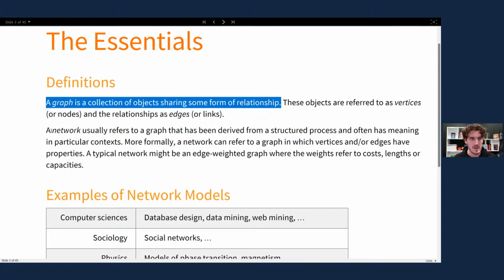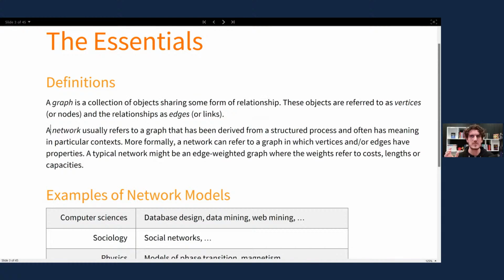Okay? Then we take a graph as this abstract concept, and by calling it a network, we're injecting some meaning into it, where a network is a graph that has been derived from a structured process and often has meaning in particular contexts. A network can refer to a graph in which vertices and or edges have properties.